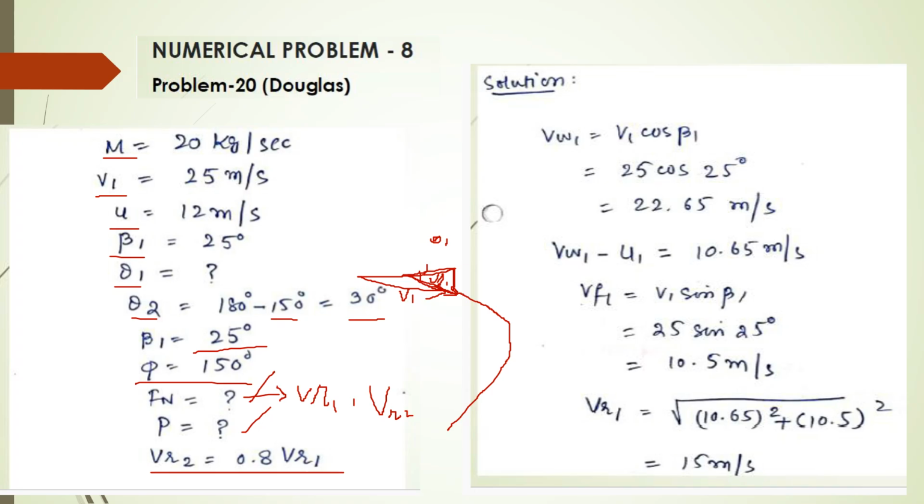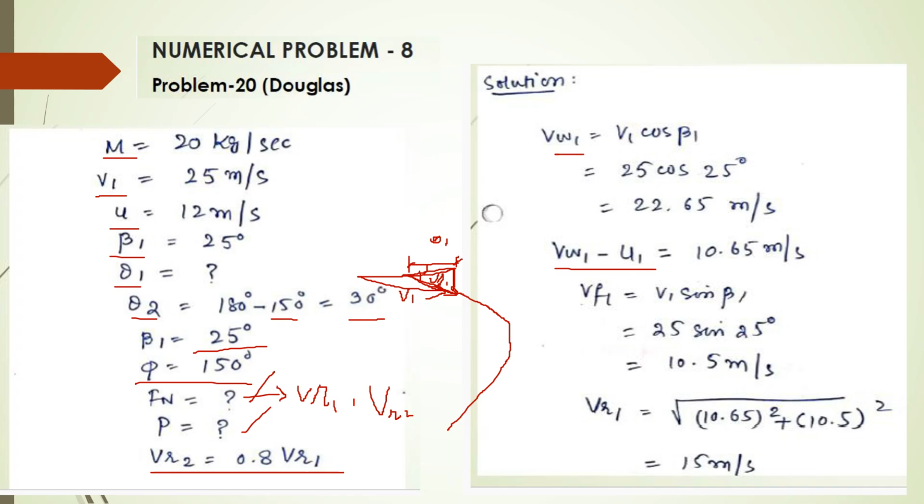Okay, so if that's so, then you have this relationship for V1 cos of beta 1, and you can have this relationship as VW1 minus U1. Okay, VW1 minus U1 will be equal to the horizontal component of VR. Okay, this one. So to determine VR, we need any one of the components. So for that we have the whirl velocity VW1.